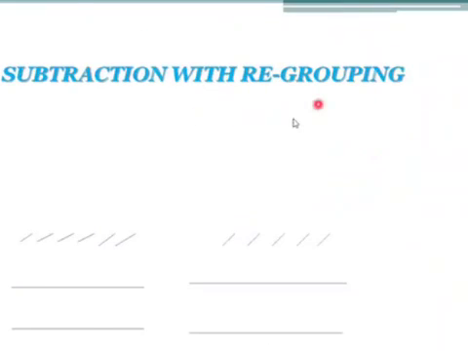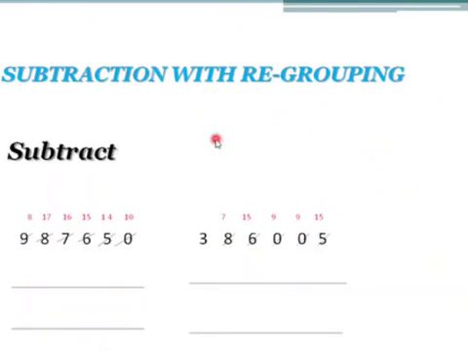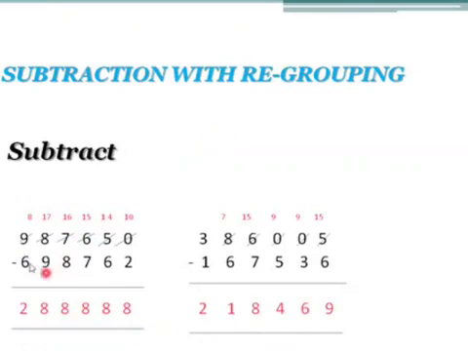Now let us see subtraction with regrouping. With regrouping, in the sense, how you have to borrow. So by borrowing, how we will do the sums. Let us see the example here: 9,87,650 minus 6,98,762. Here in the ones column we have 0 minus 2. 0 is a small number, 2 is a bigger number, so we cannot subtract.